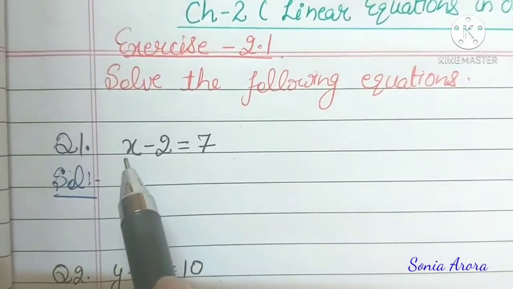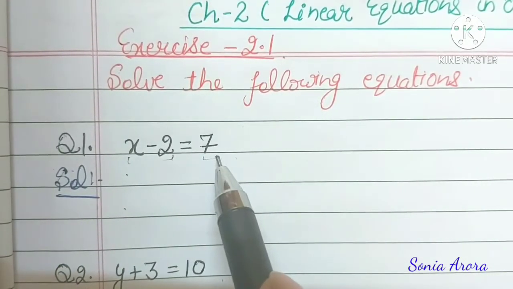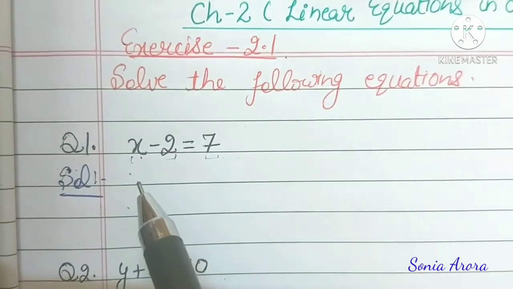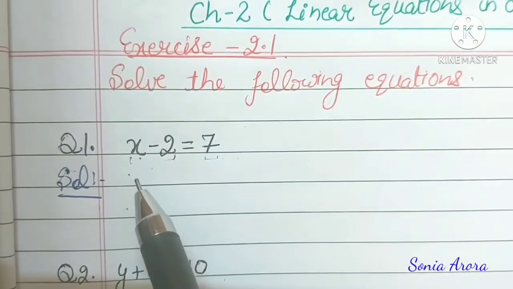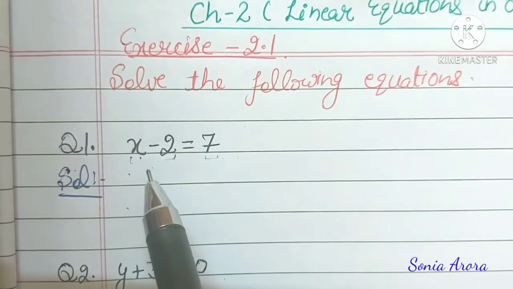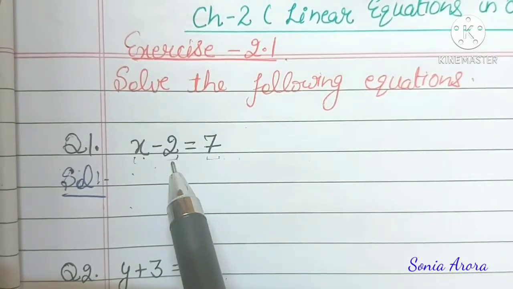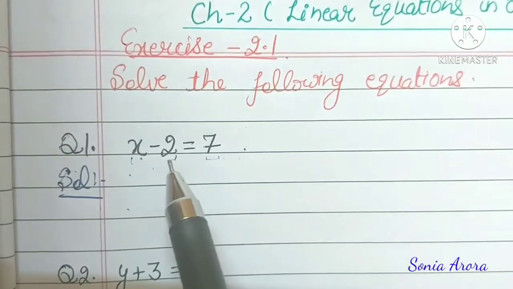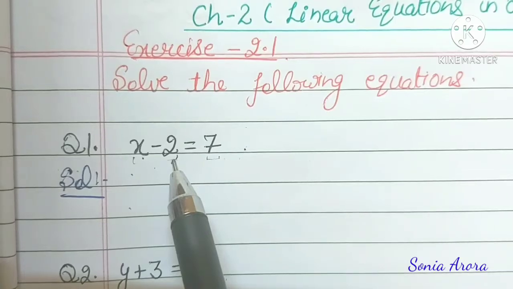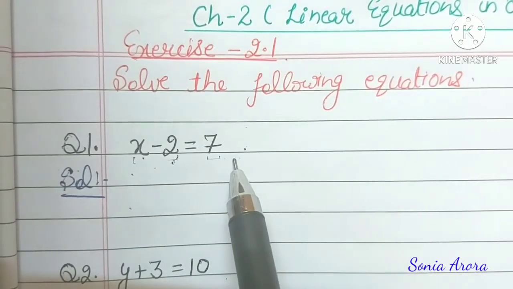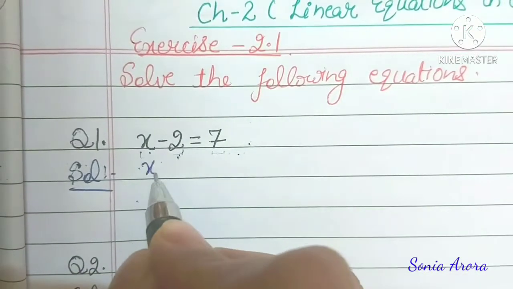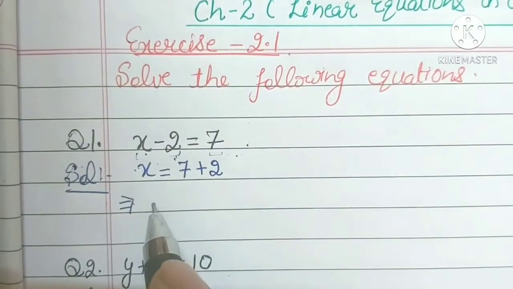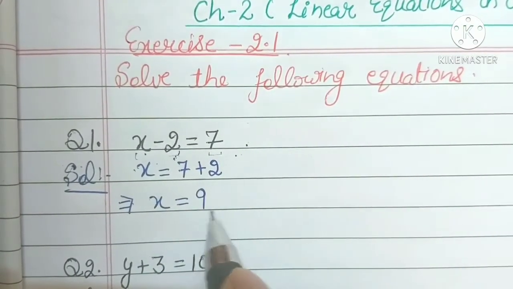Now see, this is the left hand side of the equation, this is the right hand side of the equation, and this equation is in variable x. Solving the equation means we want to find the value of x. So for that, the very first step is to transpose this minus 2 to the right hand side, and the rule of transposition is, on the left hand side it is minus 2, so when we transpose it, it will be plus 2. So the equation will be x equals 7 plus 2. So we get the answer, the value of x is 9.